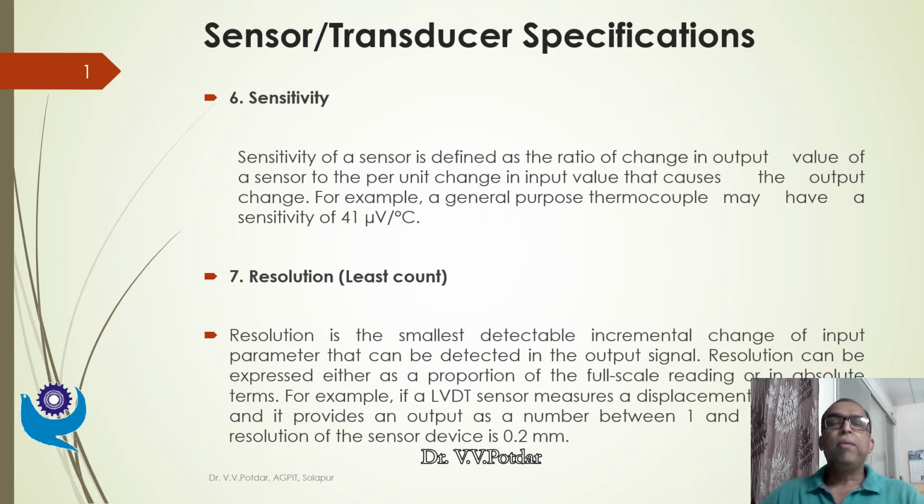Yesterday we had come up to the sixth specification of sensors and transducers. We had discussed a bit about sensitivity of a sensor transducer. In simple words, it is the output given by a given transducer corresponding to the given input parameter. We had taken the case of a thermocouple which gives, in this case, 41 microvolt per degree Celsius.